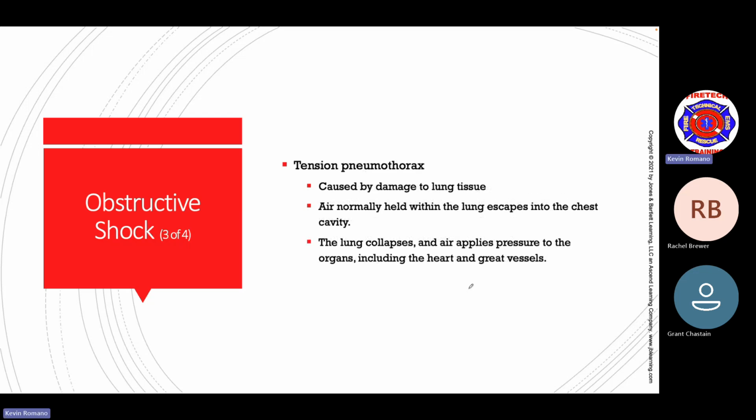A tension pneumothorax is caused by damage to the lung tissue, where air normally held within the lung escapes into the chest cavity. The lung then collapses, and if the pneumothorax is left untreated, air will accumulate in the chest cavity and apply pressure to the organs, including the heart and brain vessels. Remember I mentioned before, we have that collapsed lung, that pneumothorax, and then we start pushing that tension to the mediastinum in the chest, where the heart is located, and it starts putting pressure on there and not allowing the heart to pump. Therefore, it becomes a tension pneumo.